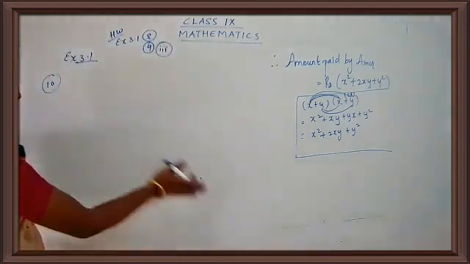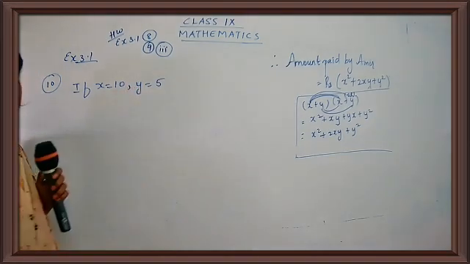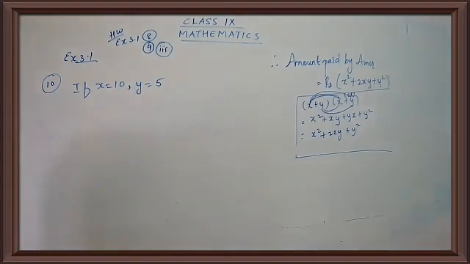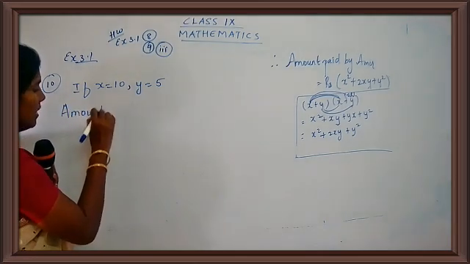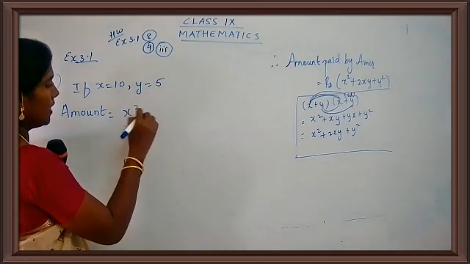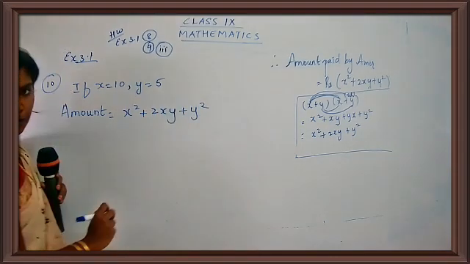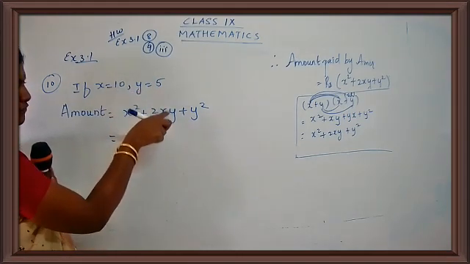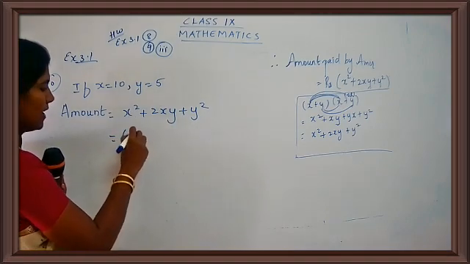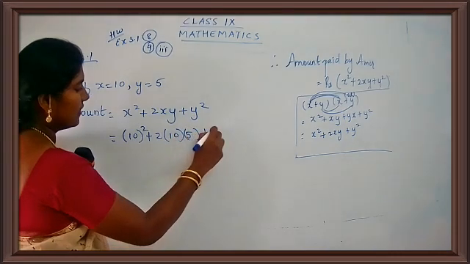If x is equal to 10, y is equal to 5. So you have been given the value of x and the value of y. If x is equal to 10 and y is equal to 5, what will be the amount? Amount is equal to x square plus 2xy plus y square. This is the amount given to you, yes children? So in place of x you put 10, in place of y you put 5. So you get 10 square plus 2 into 10 into 5 plus 5 square.